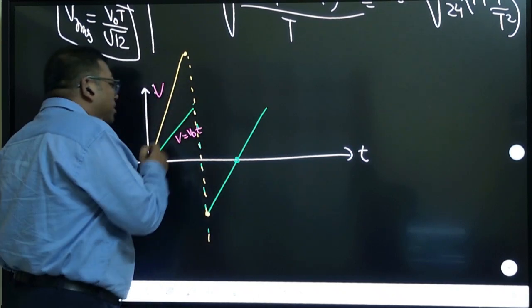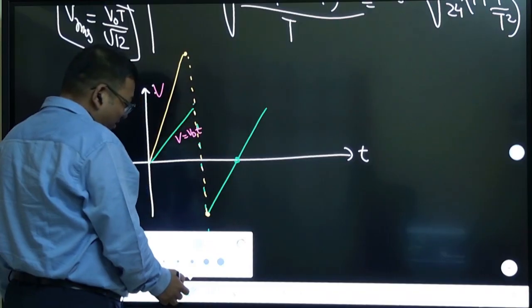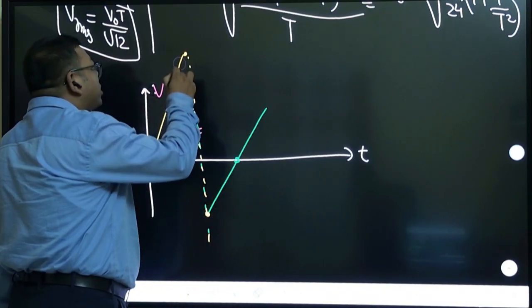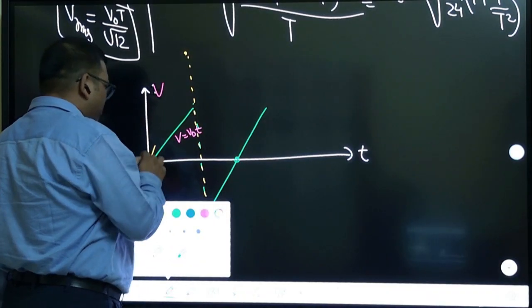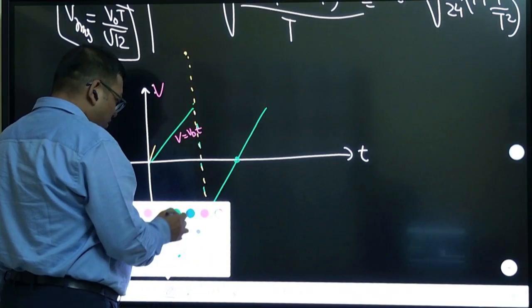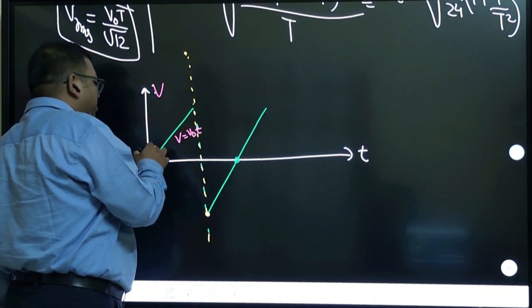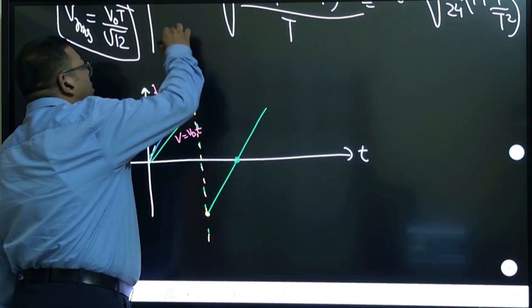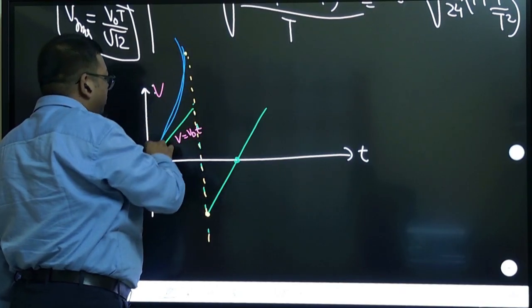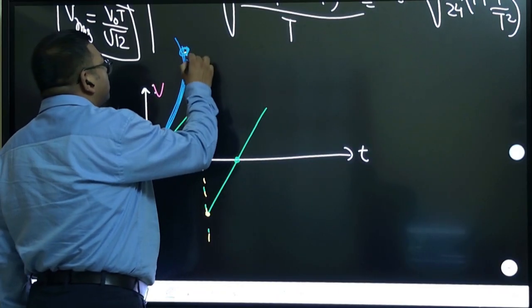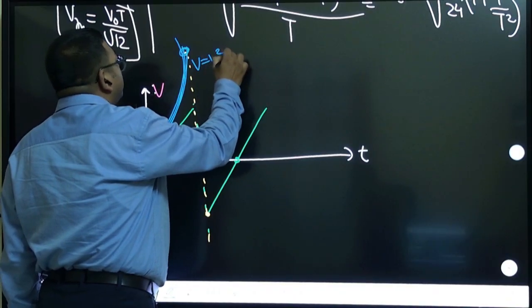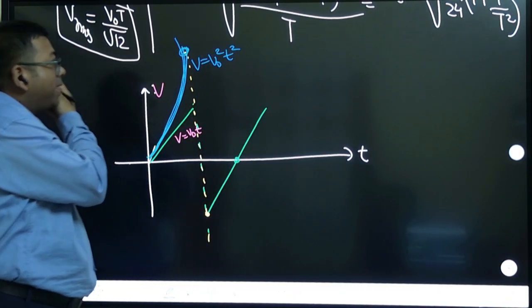Tell me, this will not be a straight line. This will not be a straight line now, correct? This will be a non-linear graph, correct? The square of this means it may go non-linear, like this way it will go, correct? Some function like this way it will go, correct? So this will become v naught square t square, because it will become like a parabola.